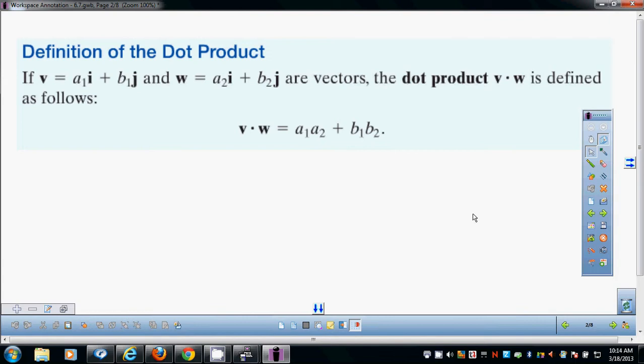Dot product of two vectors, given by that bottom formula. And essentially it's just multiply the coefficient with the i values and add that to the product of the coefficient of the j values. And that's all it is. But nonetheless, write that down, and we will be exploring the uses of that dot product. So write that down, we're about to get started.